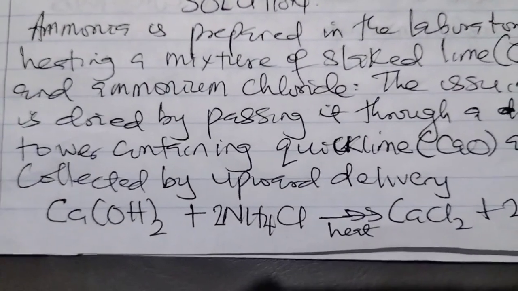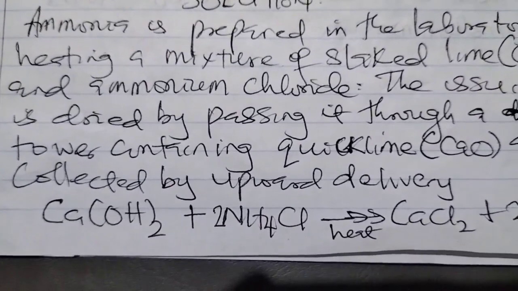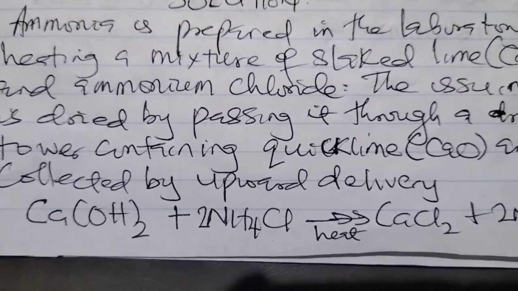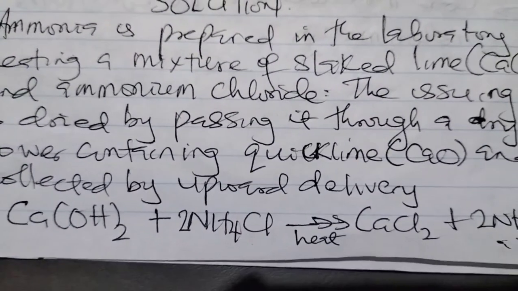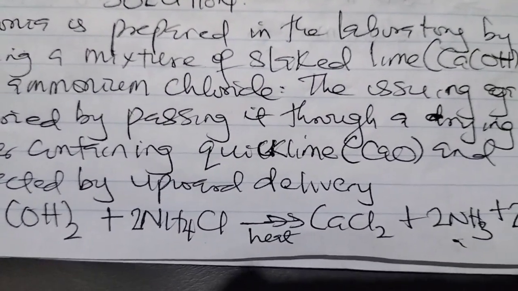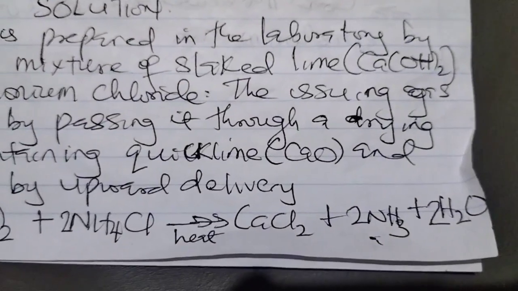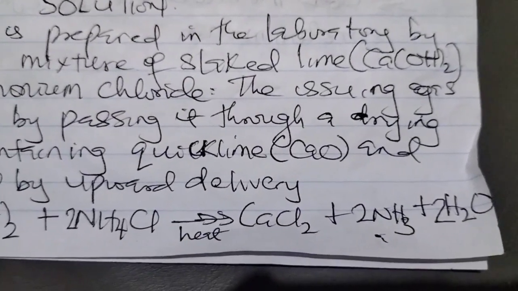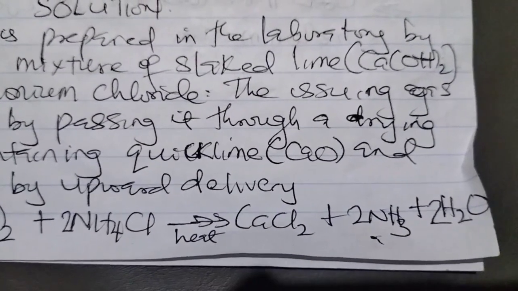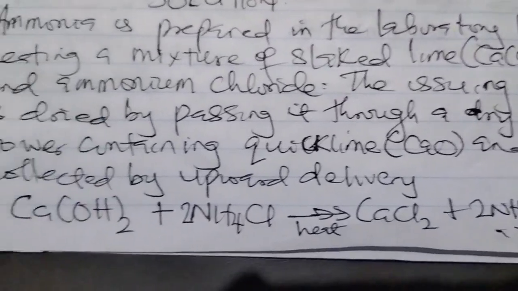So the equation is given to us there. 1 mole of calcium hydroxide plus 2 moles of ammonium chloride. The arrow is drawn, and under the arrow write heat. Then the products: 1 mole of calcium chloride plus 2 moles of ammonia plus 2 moles of water.